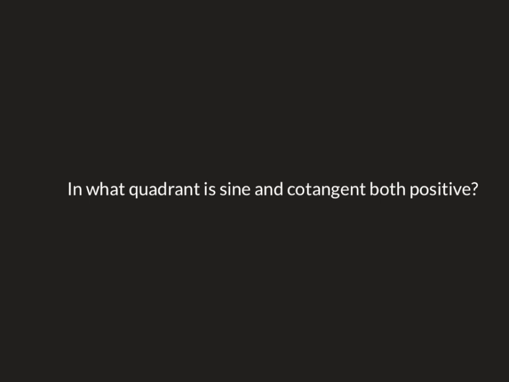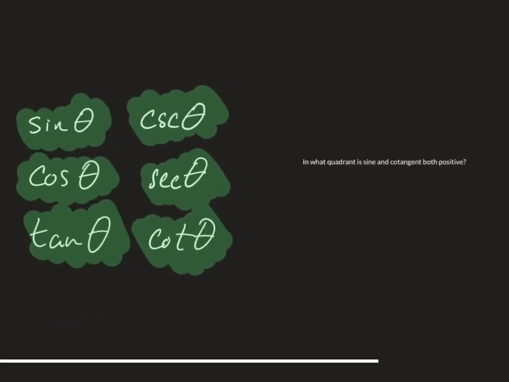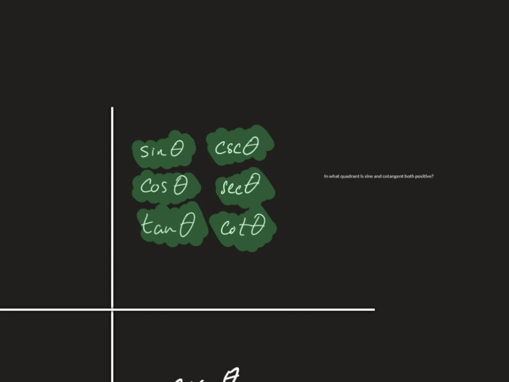So my first question, in what quadrant are sine and cotangent both positive? When I'm asking this, I want to know in which quadrant both of these are true at the same time. So if we think about it, only in quadrant 1 will both of these be positive at the same time. Sine is positive in the first quadrant and cotangent is positive in the first quadrant. So to answer this question, sine and cotangent are both positive in quadrant number 1, Q1.